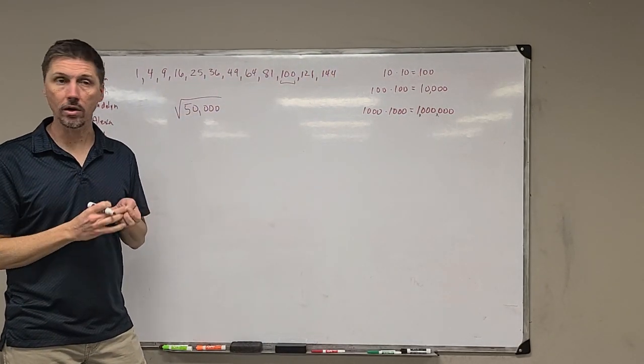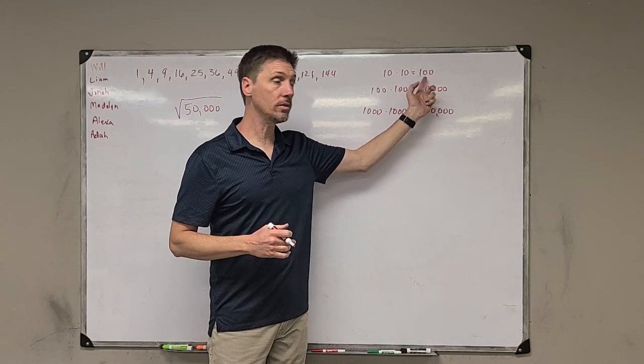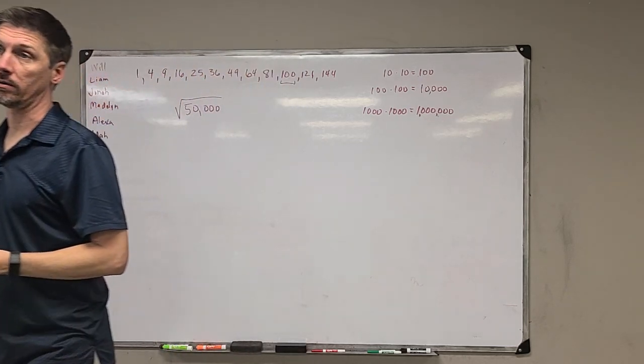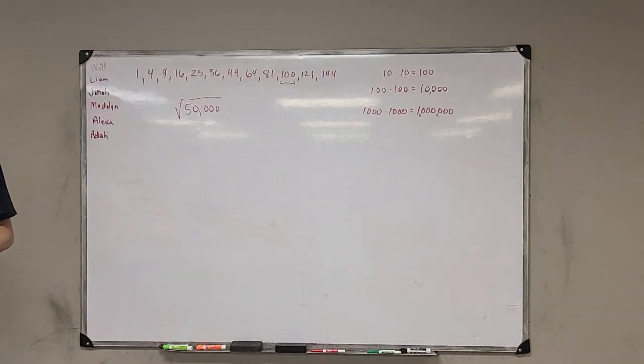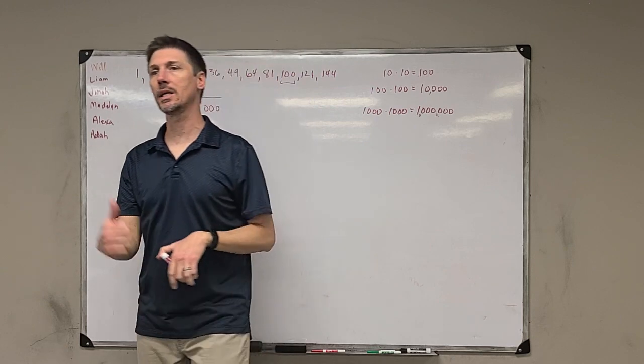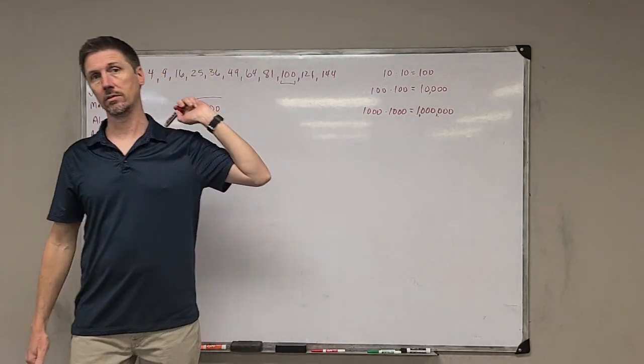And you can just keep going on and on. As long as there is an even number of zeros, notice this has 2 zeros, this has 4 zeros, this has 6 zeros, then it is a perfect square. And if you're not sure which perfect square it is, you have a calculator. If it's got 6 zeros after it, punch in 1 million in my calculator, take the square root of that, and it's going to tell me that the square root of 1 million is 1,000.